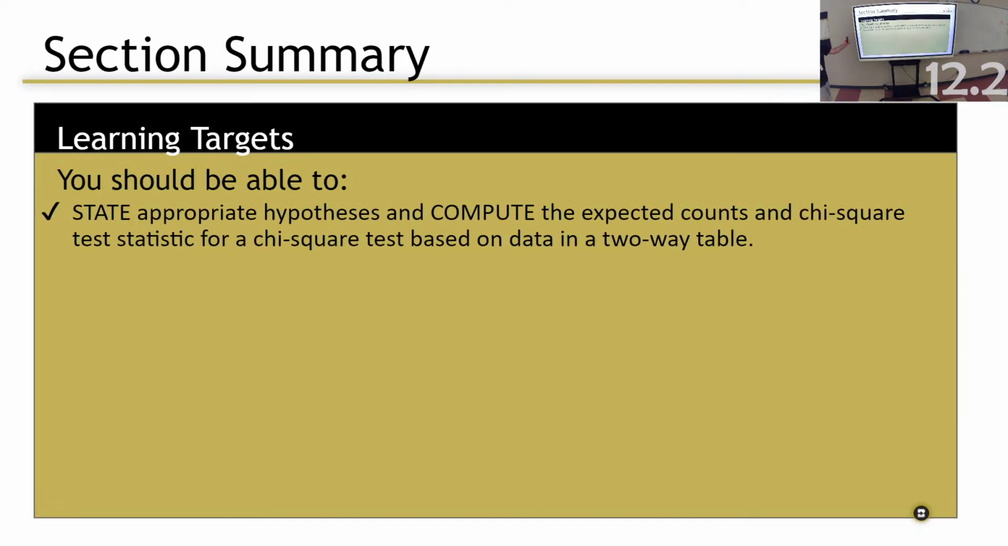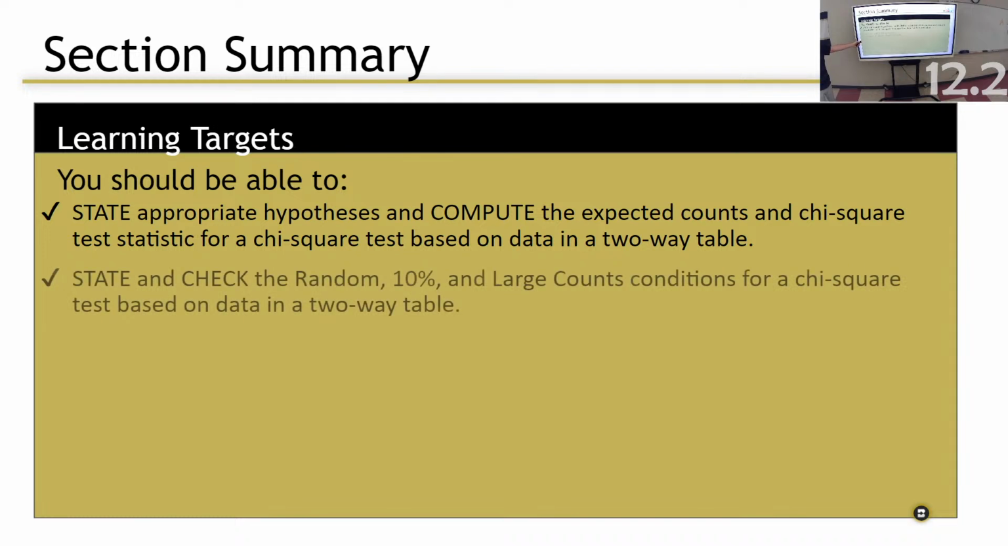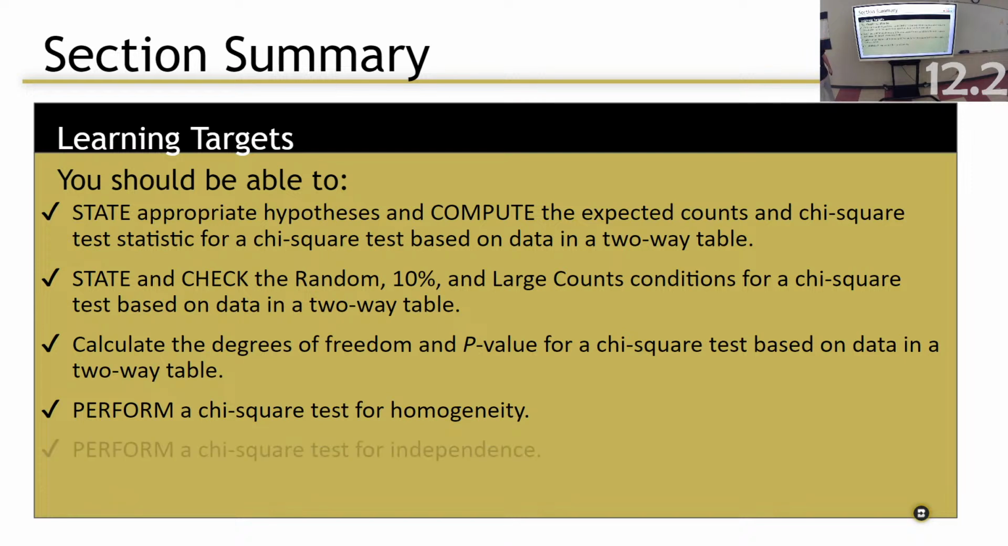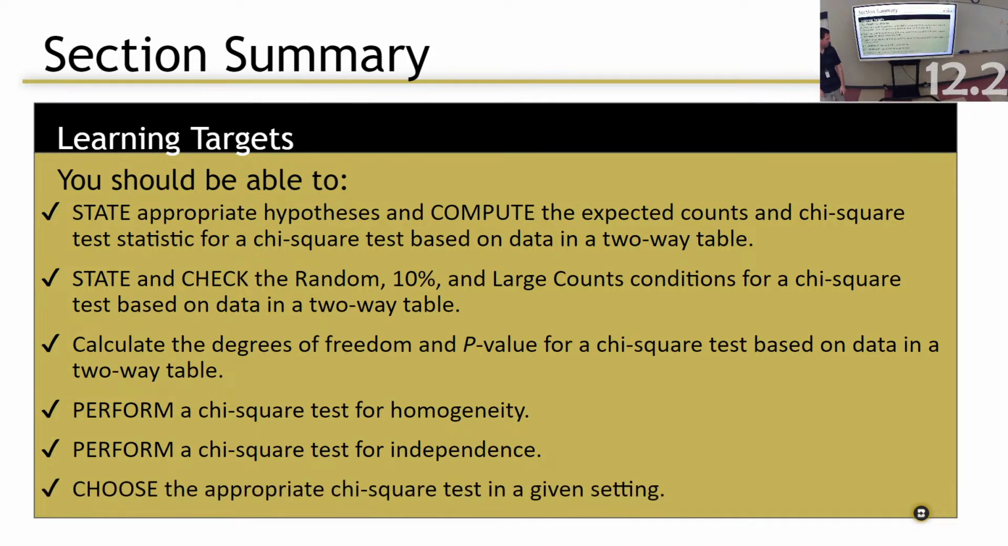All right, I hope you can state the appropriate hypotheses and compute the expected counts, as well as the test statistic. I hope that you can check and state the conditions, random, 10%, large counts. I hope that you can calculate the DF for a two-way table. I hope that you can perform the chi-squared test for homogeneity, and I hope you can perform a chi-squared test for independence. I hope you can choose the appropriate chi-squared test. This is probably the hardest. That is one of the hardest. Just recognize, where did the data come from?